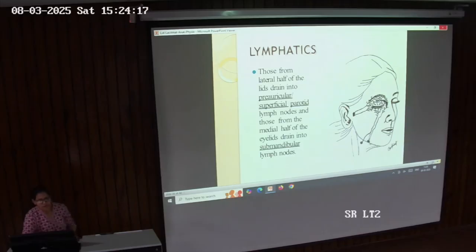Lymphatic nodes from the lateral half of the lid drain into the preauricular or superficial parotid lymph nodes, and from the medial half of the eyelid drain into the submandibular. As you can see in this picture, medial part drains into the submandibular and lateral part of the eyelid drains into the preauricular lymph nodes.